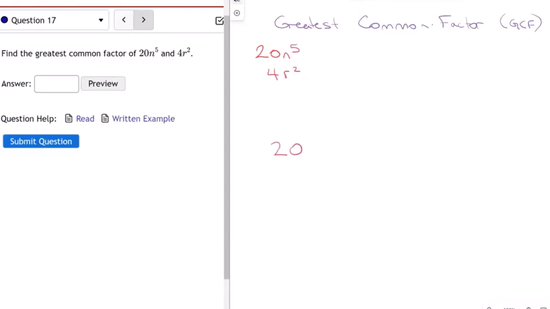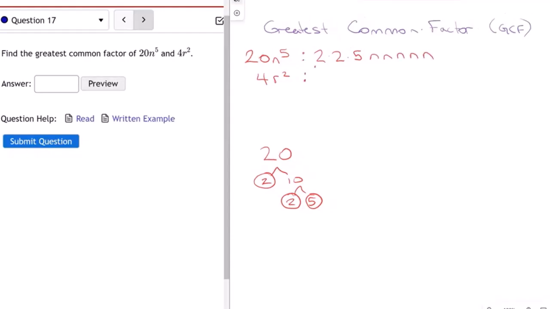if I were to make my factor tree, 20 is the same as 2 times 10. 10 is the same as 2 times 5. And both of these are prime. 20 is the same as 2 times 2 times 5. And then how many n's do I have? I have 5 n's. That's this factored as much as possible. I'm not going to do a factor tree for 4 because 4 is obviously just 2 times 2. And then I get r times r.